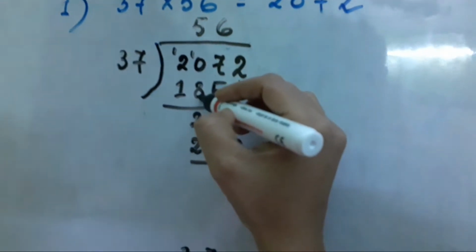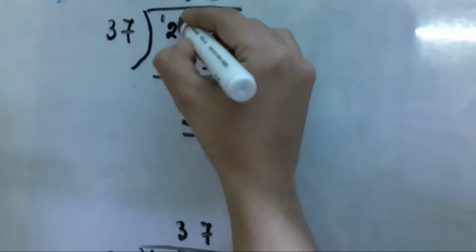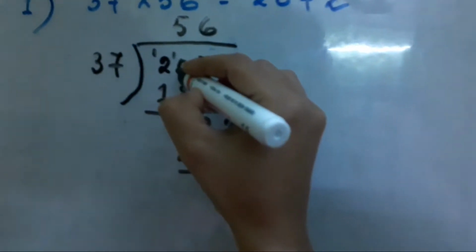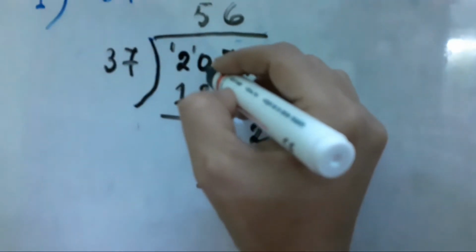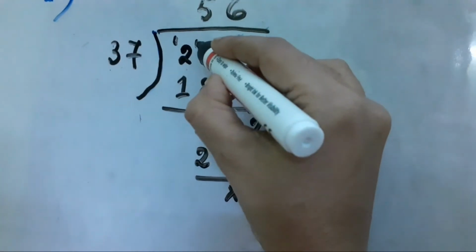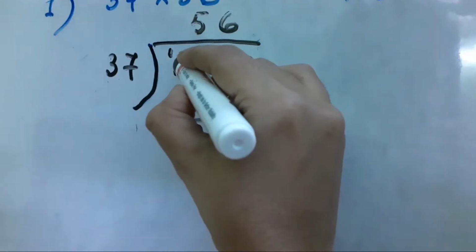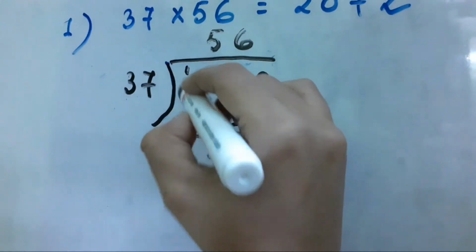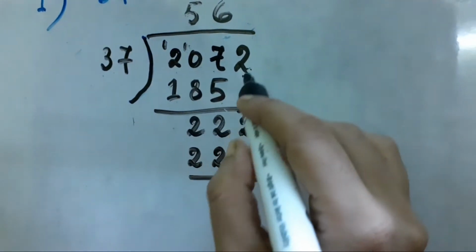7 minus 5, 2. 0 is smaller than 8. So at first you write 1 here. Now the number is 10. 10 is greater than 8. After 8, 9, 10. 1 we have taken extra, make it less. 2 minus 1, 1. 1 minus 1 is 0.